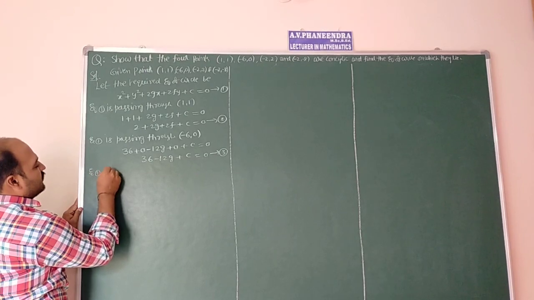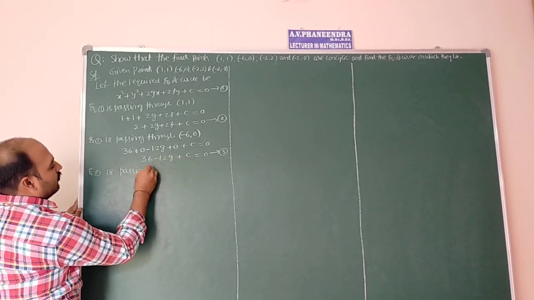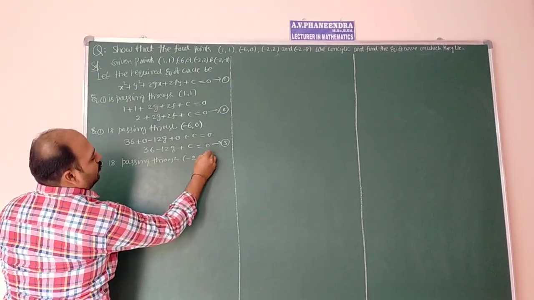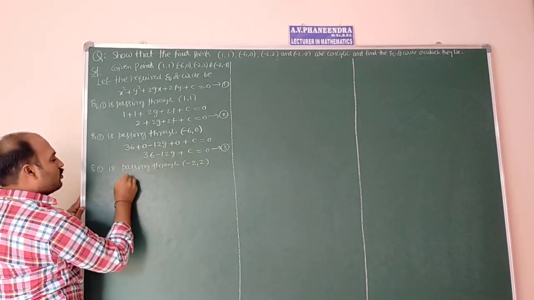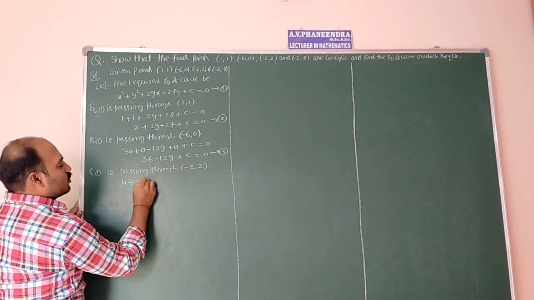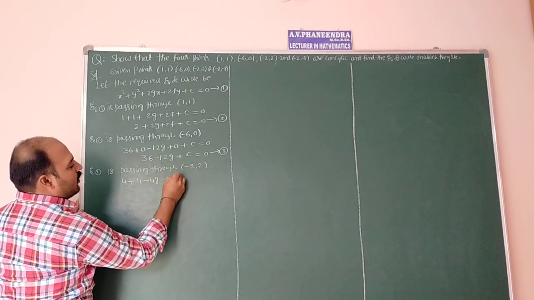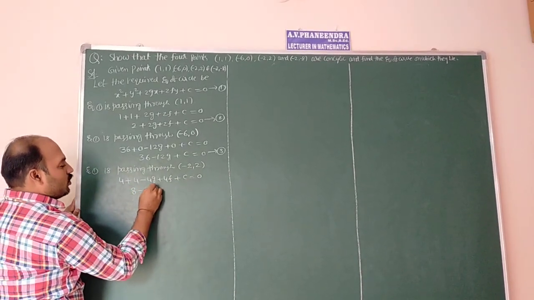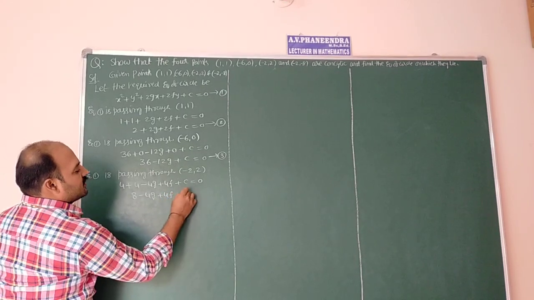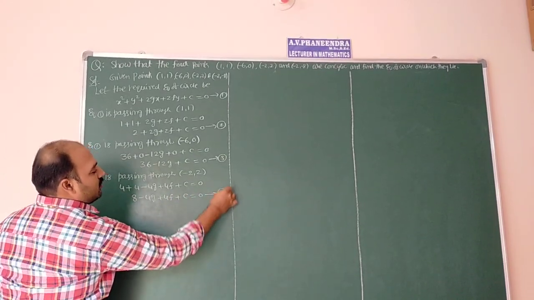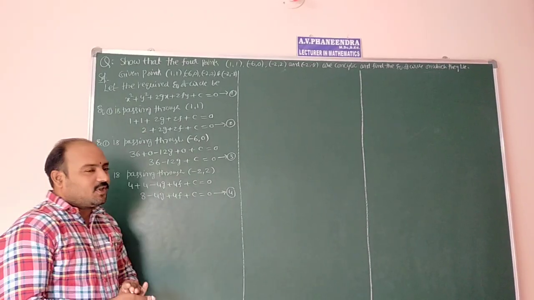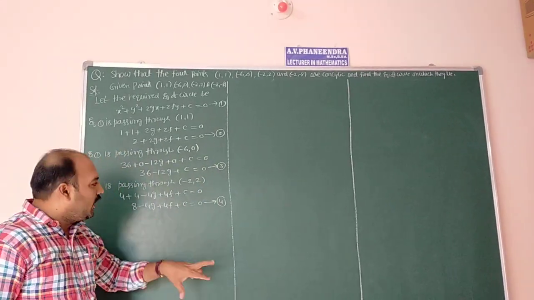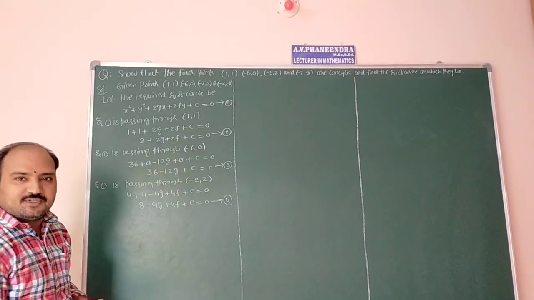Next, equation 1 is passing through (-2, 2). So in place of x, y, if you substitute -2, 2: (-2) whole square plus 2 whole square minus 4g minus 4 plus 4f plus c equal to 0. 8 minus 4g plus 4f plus c equal to 0. Equation number 4. After that, solving 2 and 3, and solving 3 and 4 to eliminate c values from the respective equations.